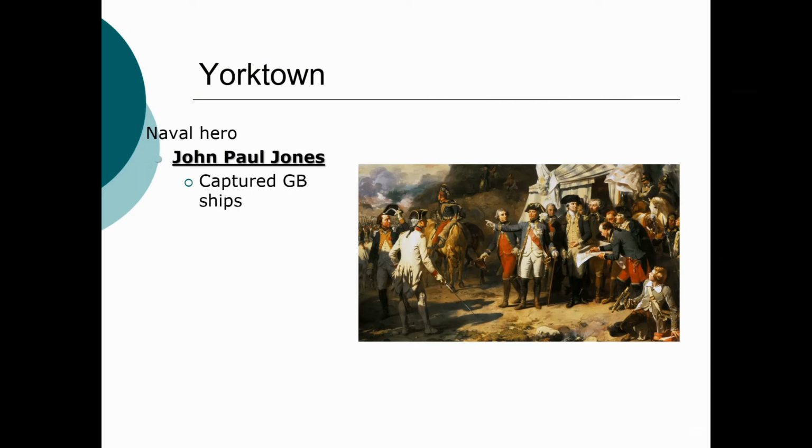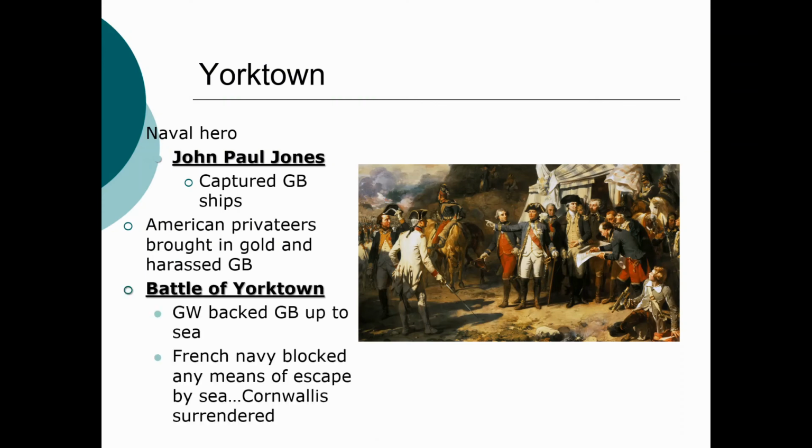He would capture great British ships. John Paul Jones was kind of a troll. He would go up to a British ship using the British flag, so they would think it's a British ship. And then right before he attacked, he would take down the flag and put up the American flag and then attack them. I love you, John Paul Jones. American privateers will bring in gold, and they'll harass great British merchant ships.